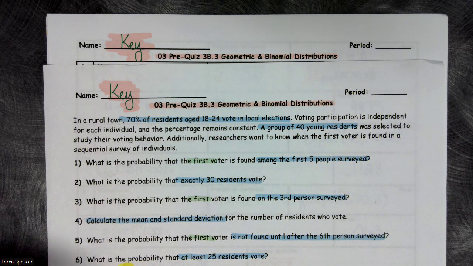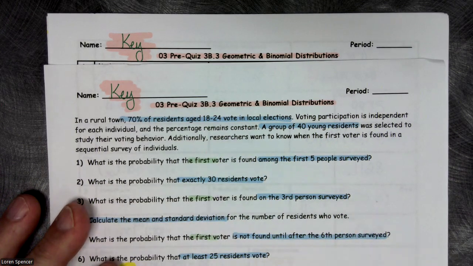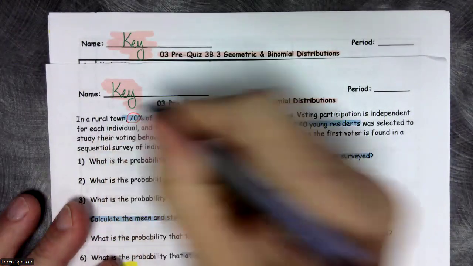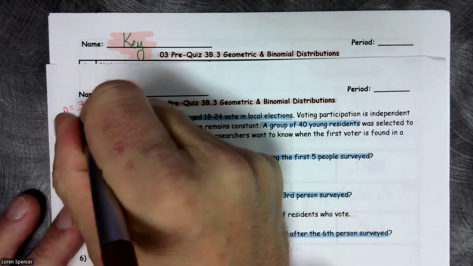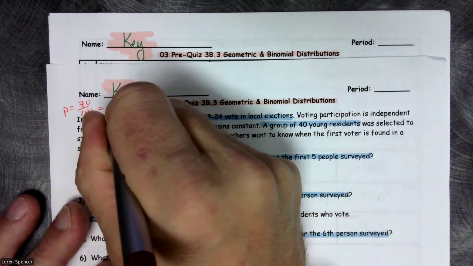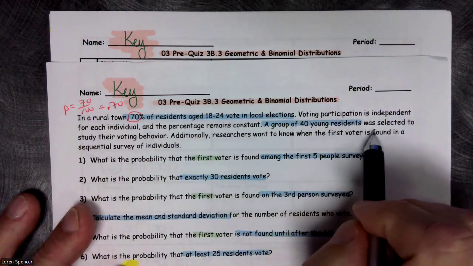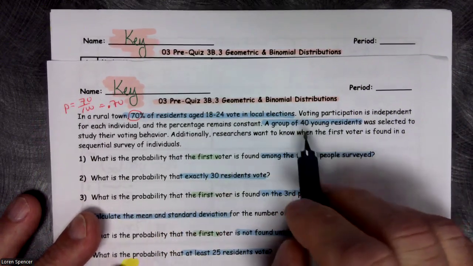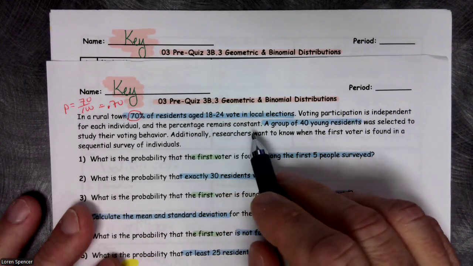In a rural town, 70% of residents ages 18 to 24 vote in local elections. That 70% is really important. It represents our probability, so our probability is 70 over 100, which is 0.70. Voting participation is independent for each individual, and the percentage remains constant. Those are things that are required to be a Bernoulli, so it could be geometric or binomial.